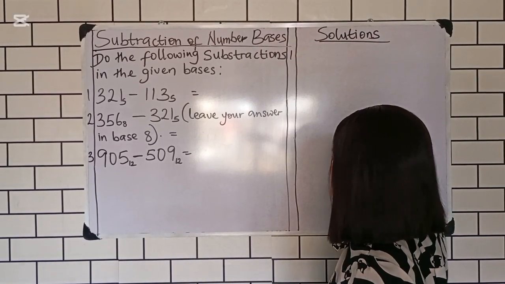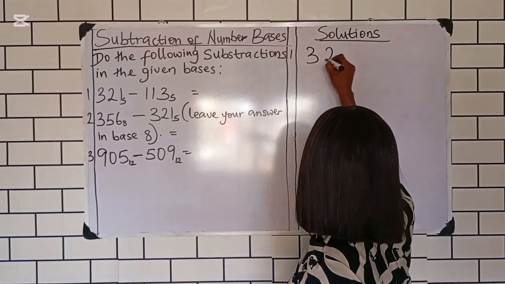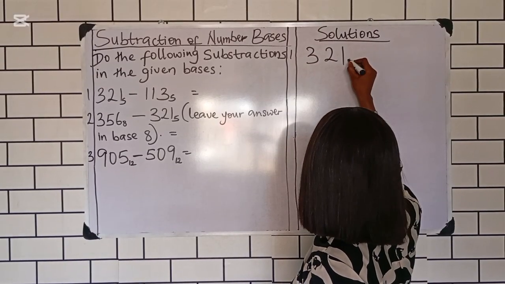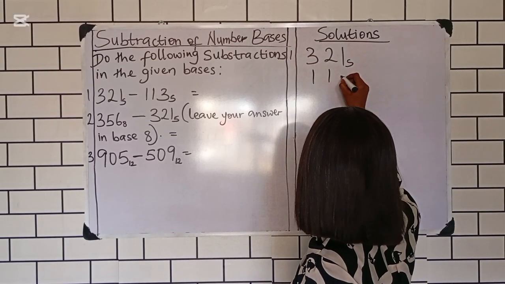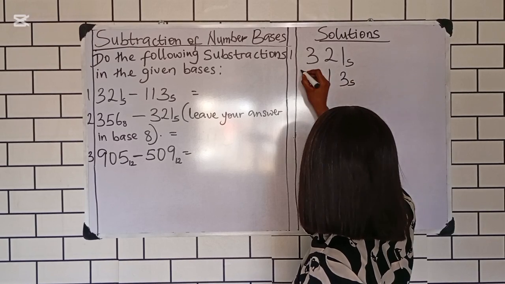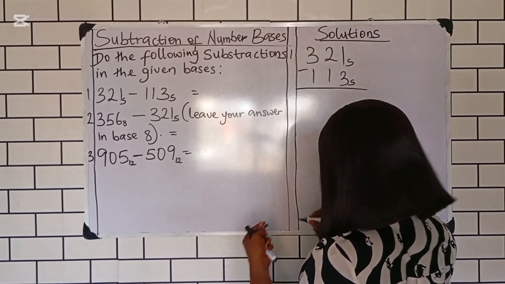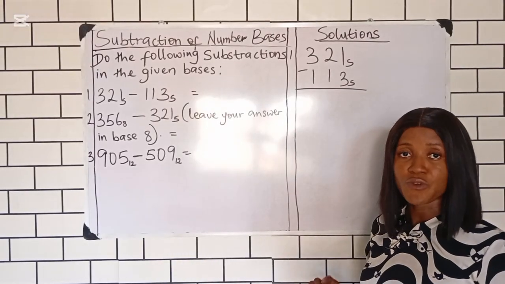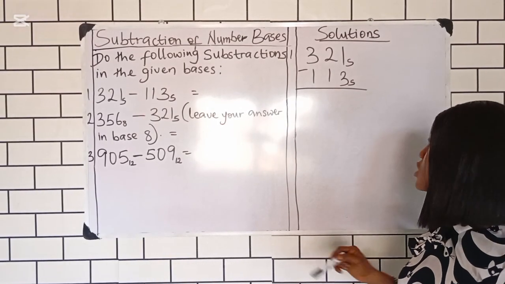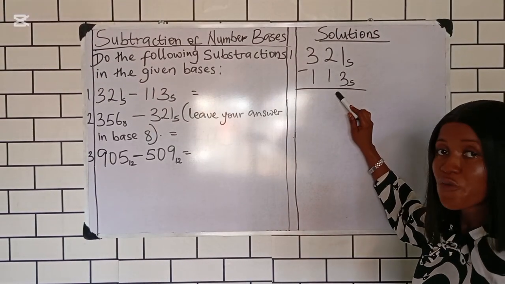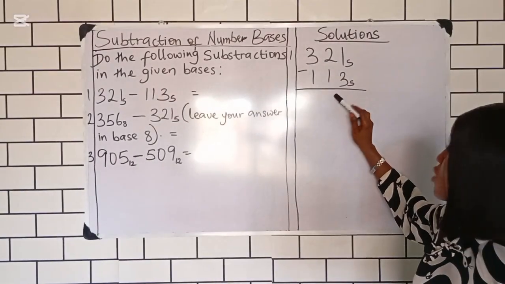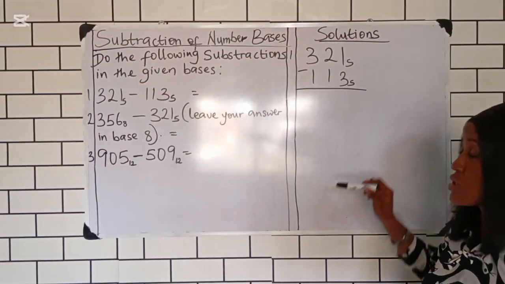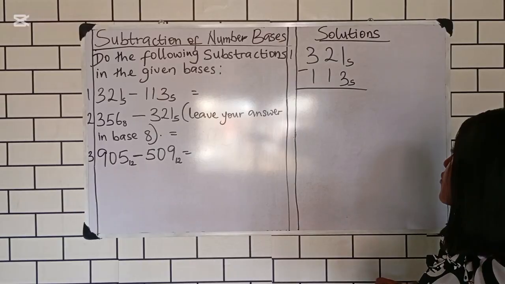Number 1, we have 3, 2, 1 in base 5, minus 1, 1, 3, also in base 5. Now what are we going to do? In base 5, the only numbers that are permitted are from 0 to 4. So whatever we write here should fall between 0 and 4. From 5 and above are not permitted under base 5.